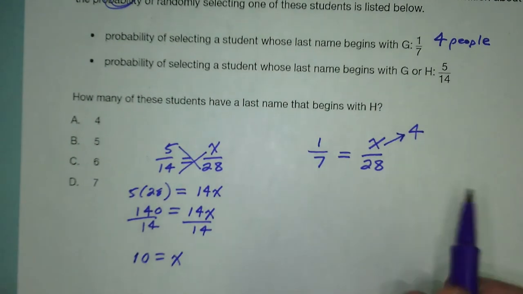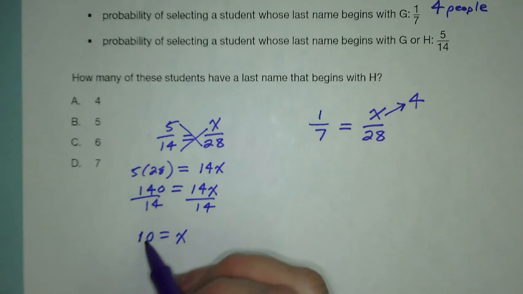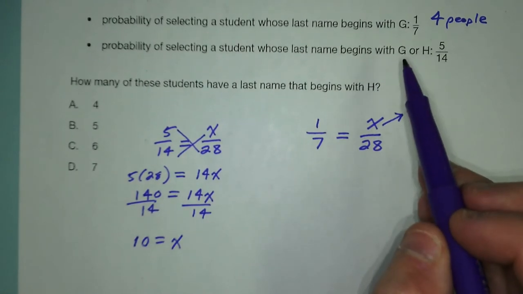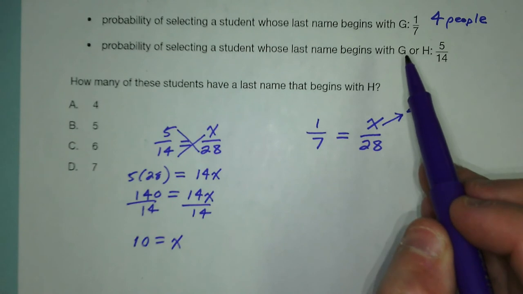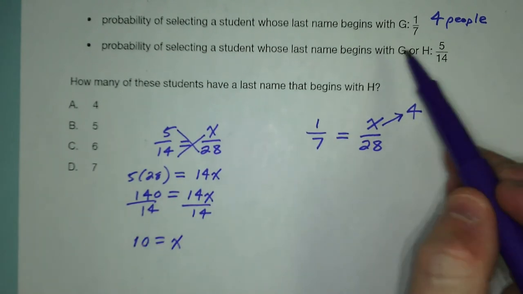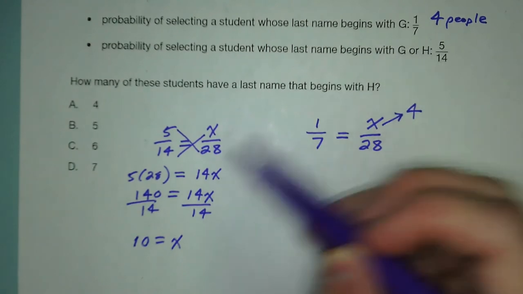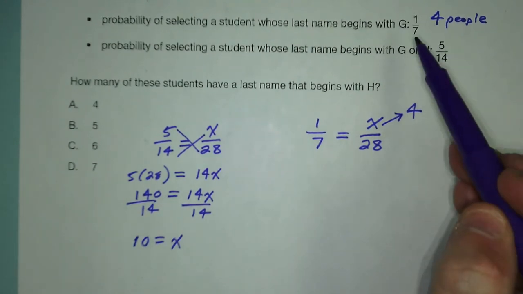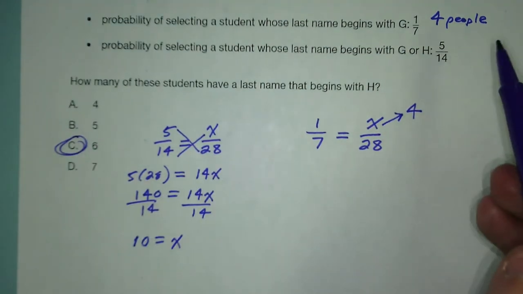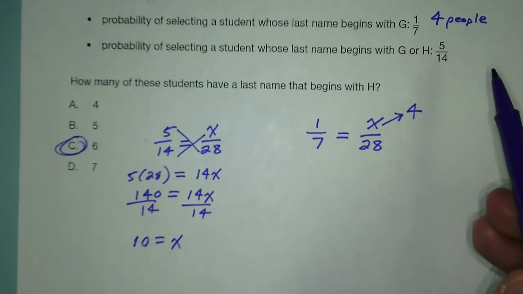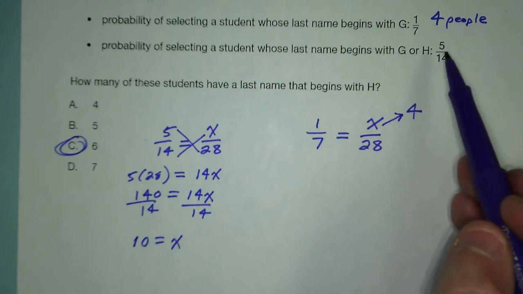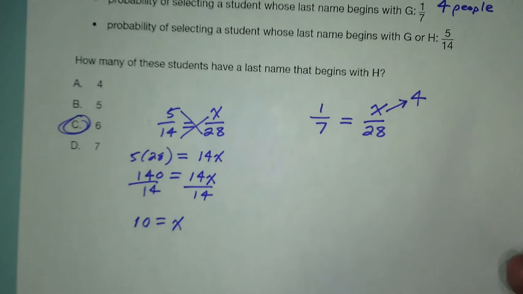So that means there are 10 people that have a last name of G or H. So the total combined G and H is 10. But if 4 of those were G, then H must be 6. So there must be 6 people whose last name begins with H, 4 people whose last name begins with G. And that does it.